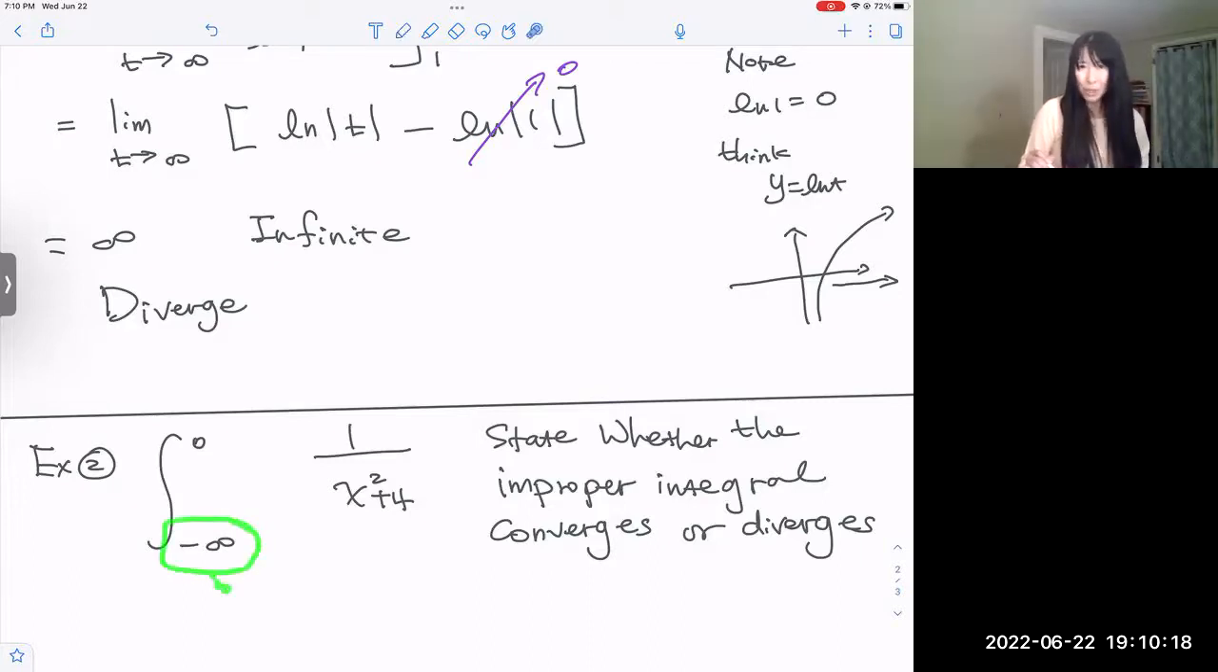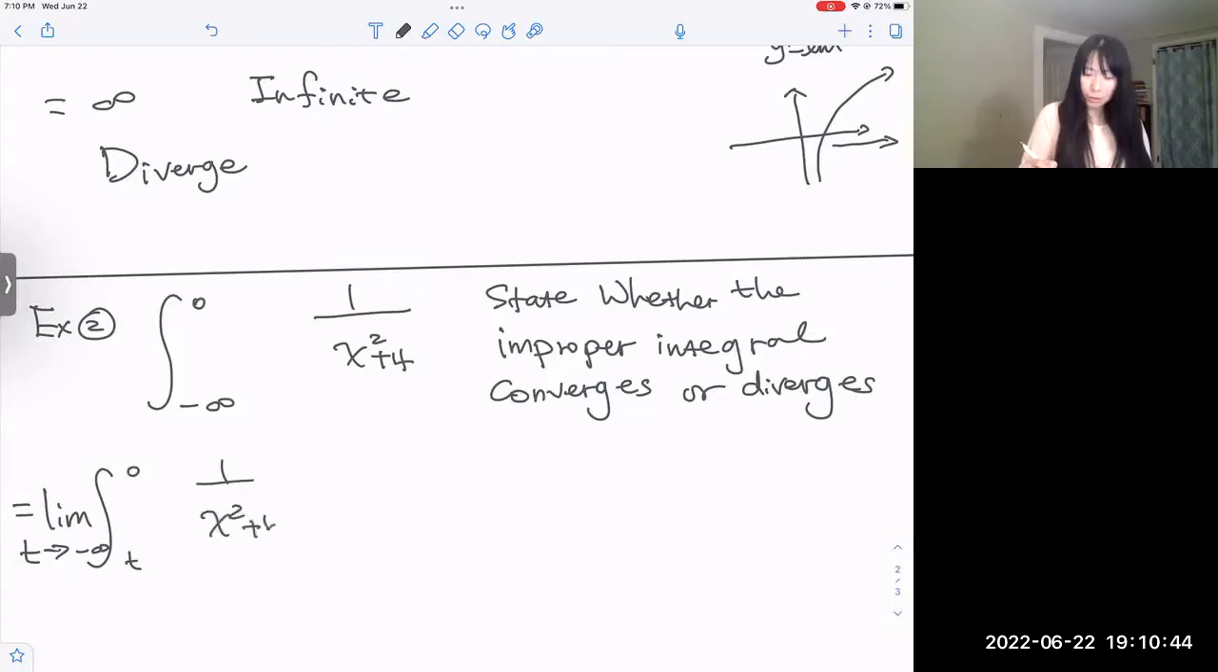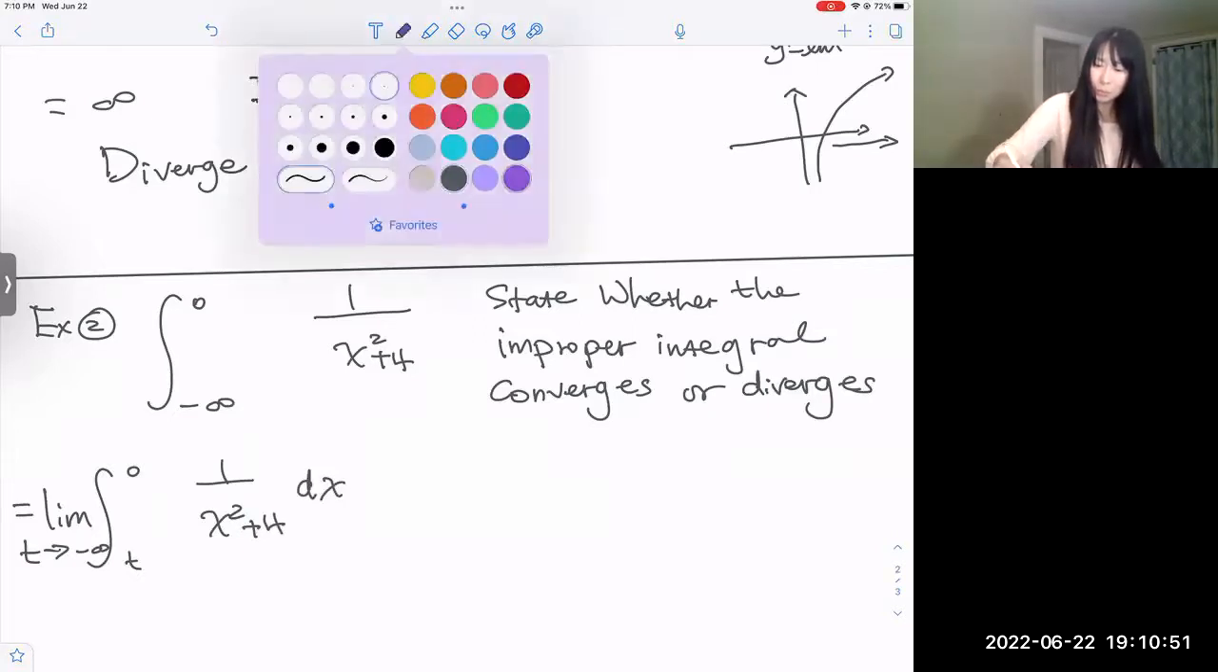We can have this one as a lower bound, right? So we're going to switch over to t. Now we have to say what the t is. Then we take the limit as t approaches negative infinity of the integral from t to 0 of 1 over x squared plus 4 dx. All right? Now, how do we integrate this one?